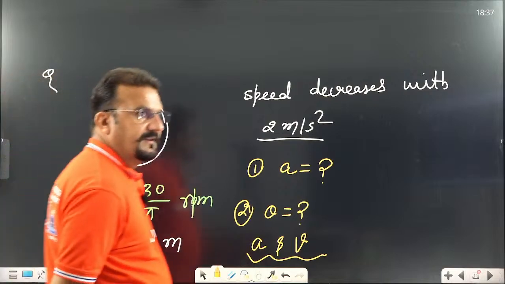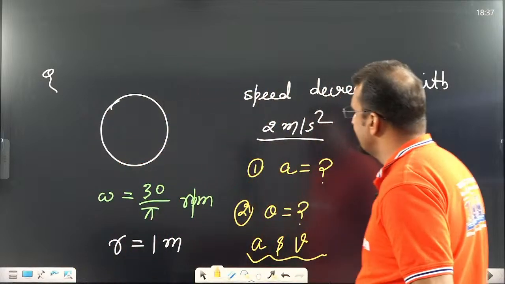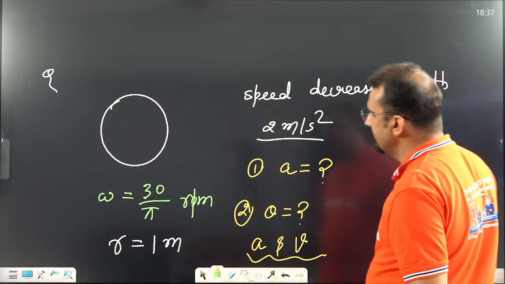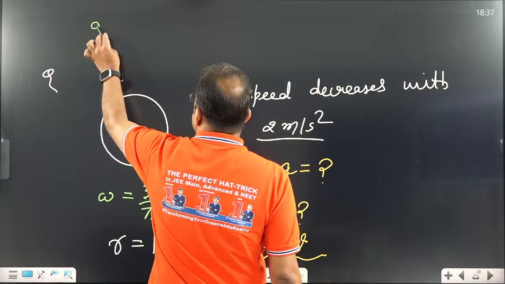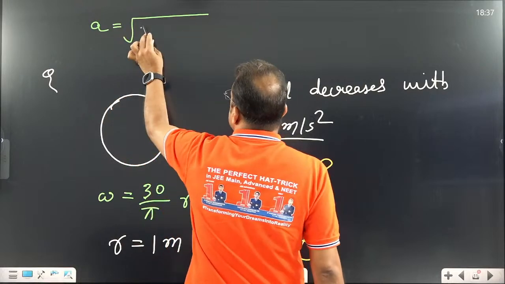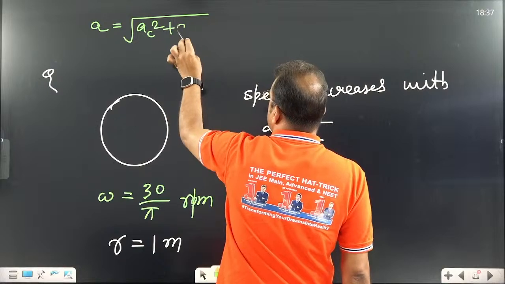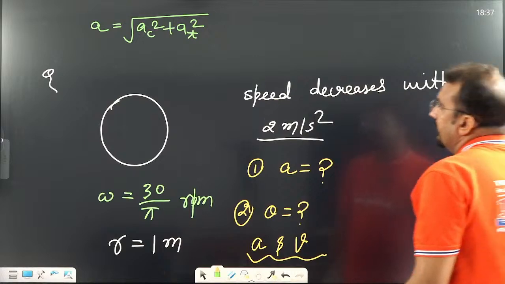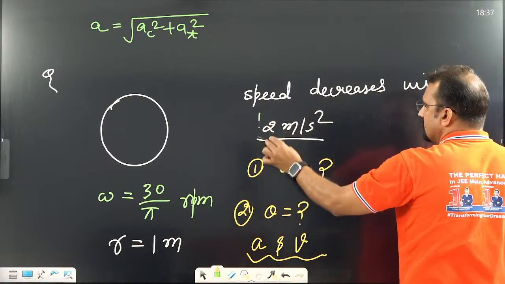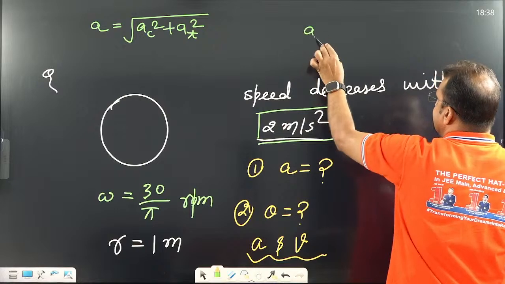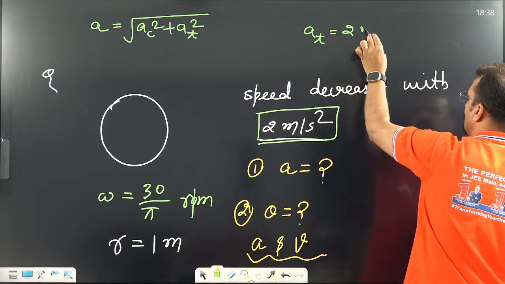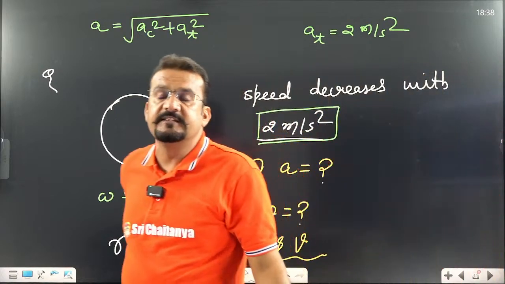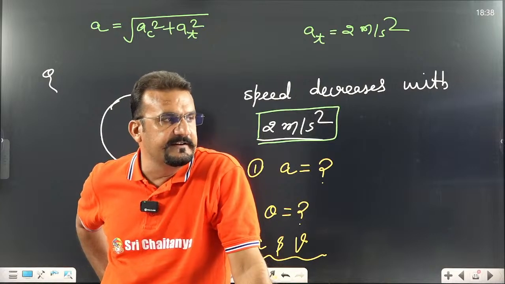What is the answer? How to solve this question? Very important, dear student. See, what is it asking? Net acceleration. First, for net acceleration, A equals under root AC square plus AT square. Yes or no? AC square plus AT square. AT is directly given, no doubt at all. So you can say tangential acceleration is 2 meter per second square. Whenever words like speed decreasing or increasing are given, these are tangential acceleration only.